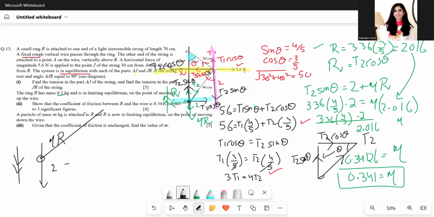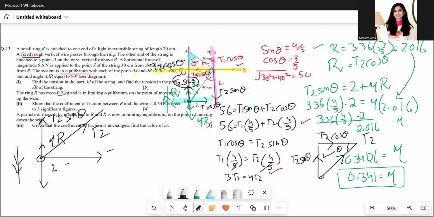And also because of this T2 here, we still have an upward force of T2 sine theta, as done in the last part. And similarly, we have T2 cos theta in this direction. And R, the normal contact force, is still in this direction. The only thing that has changed is the direction of the friction, which is now upwards. Earlier it was downwards. Okay.